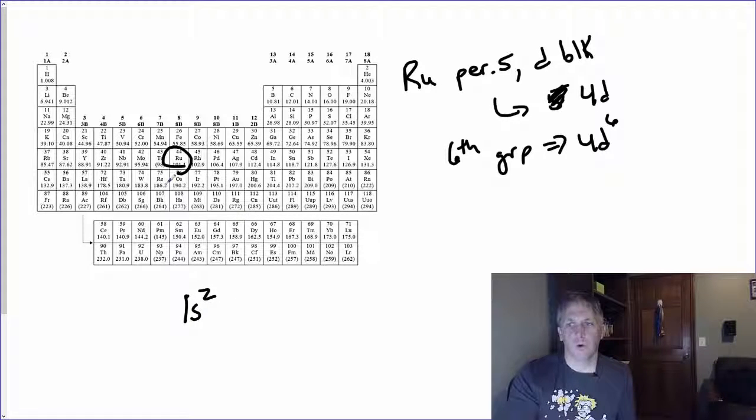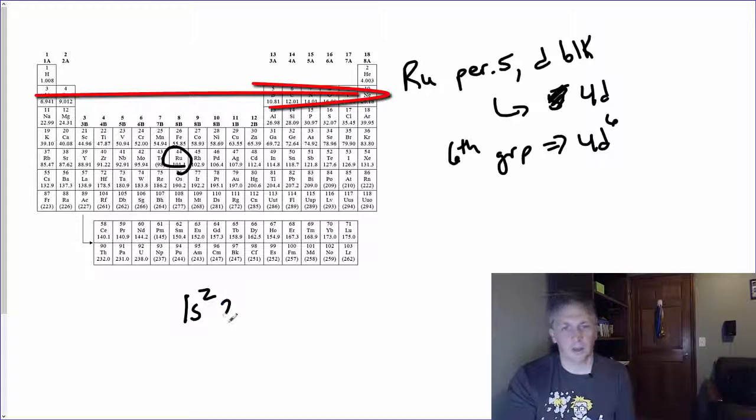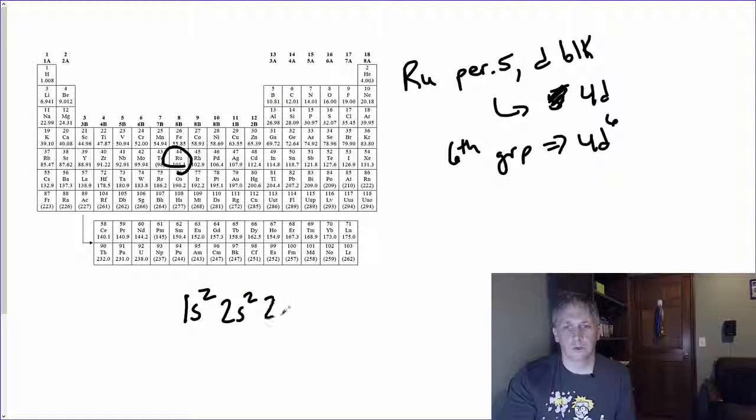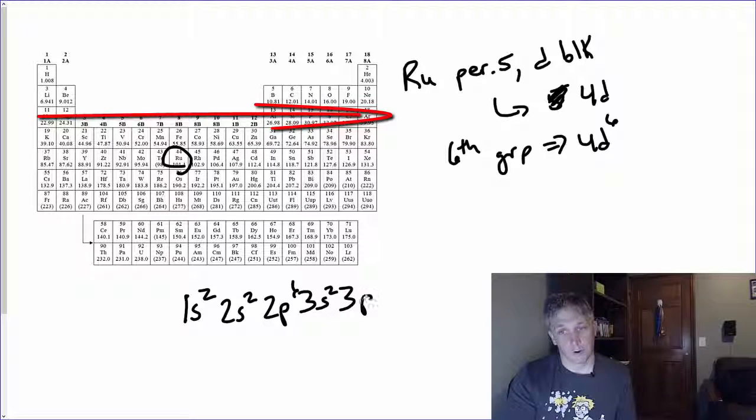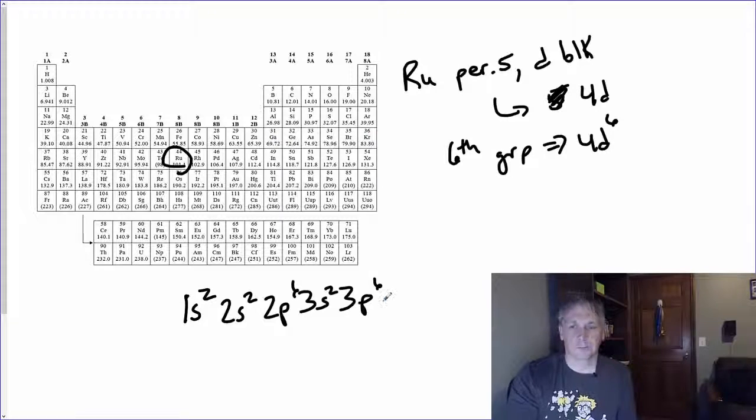To get everything between 1s and 4d, we just start at period 2 and work our way down. So again, we're going through periods 2 and 3, through the s block and the p block. So 2s2, 2p6, 3s2, 3p6. Now you're going through period 4. So you start by going through the s block, as you normally do, because it's at the front. So 4s2.